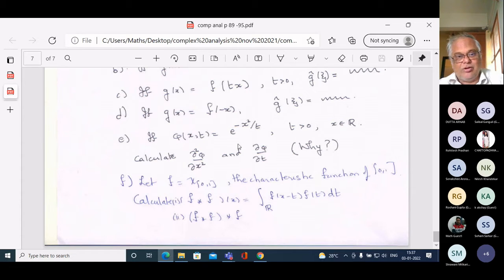And then you apply all that to this particular thing. By the way, did anyone figure out what the convolutions of these functions are? Good, I asked you that. Did anyone do that?